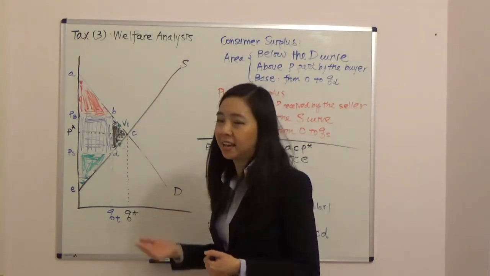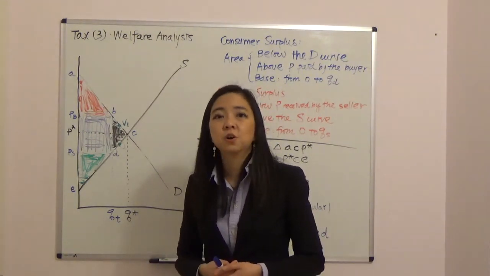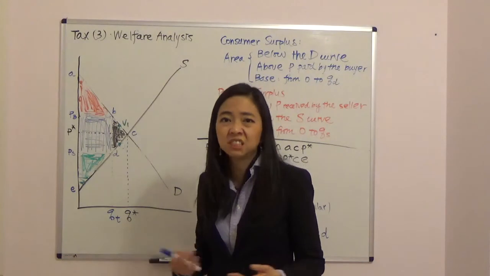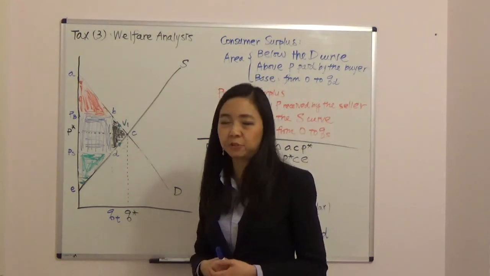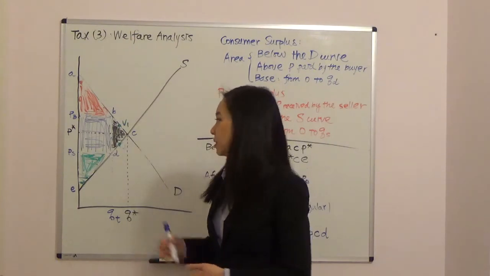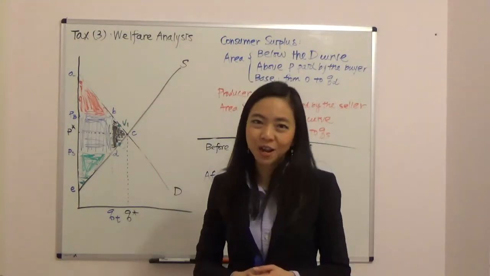But without government tax, we know the government won't be able to provide us with education or with highways. So we still need the government to tax us. So we kind of have to choose the lesser of evil. So this is the welfare analysis of a tax. I hope this helps, and good luck with your studying.